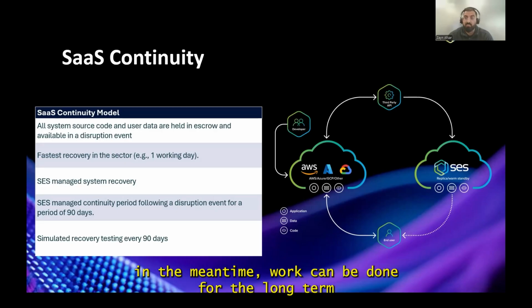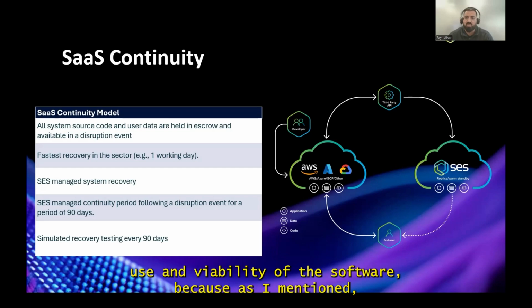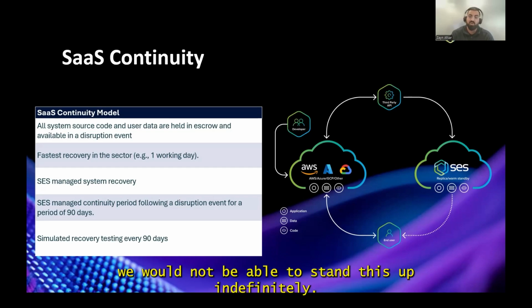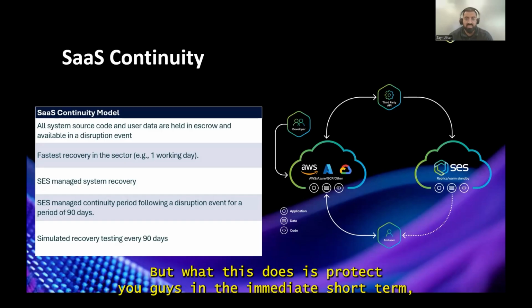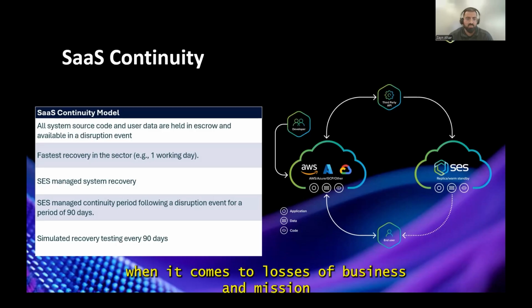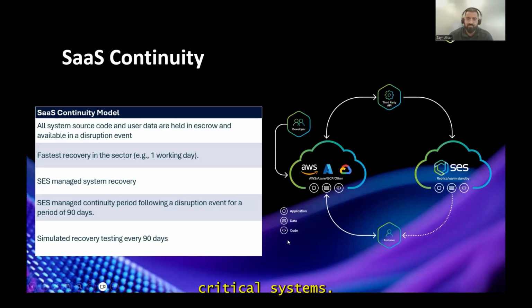And in the background, in the meantime, work can be done for the long-term use and viability of the software. Because as I mentioned, we would not be able to stand this up indefinitely. We can do it for an interim period. But what this does is protect you in the immediate short term when it comes to losses of business and mission critical systems.